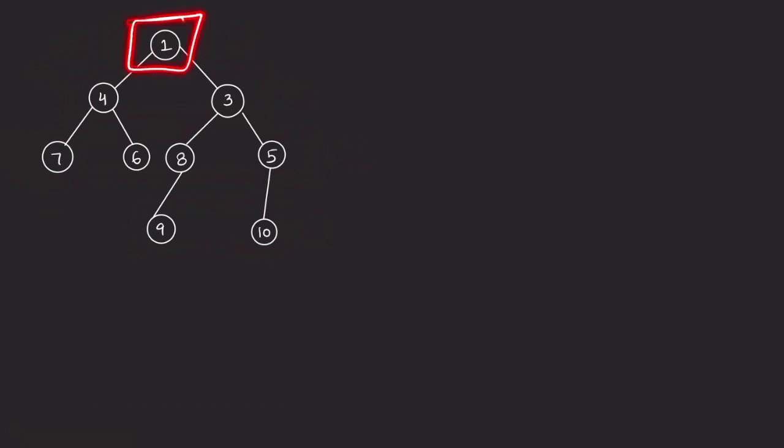In this level, we have only one node, so this is already sorted. Then in the next level, we have 4 and 3. This is not sorted, so we will have to swap. There's only one option: we can swap the values of 4 and 3. So 3 will come here and 4 will go here. So this is one swap that we perform.